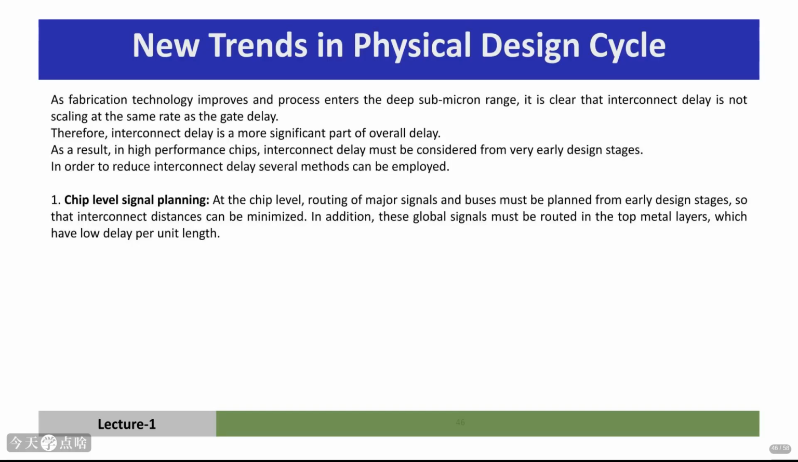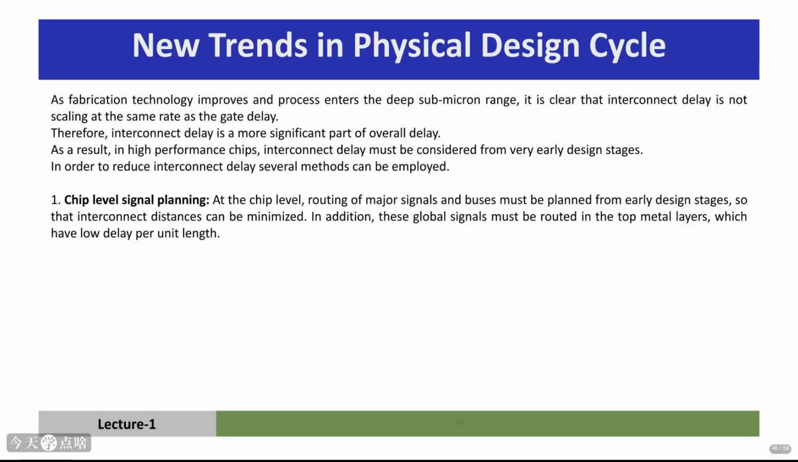Let's revisit those new trends in the physical design cycle. Remember the increasing importance of interconnect delay? This means we need to think about timing much earlier. One key strategy is chip-level signal planning. We need to plan the routing of major signals and buses from the very beginning of the design process.